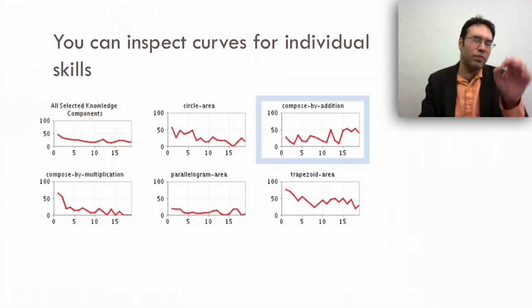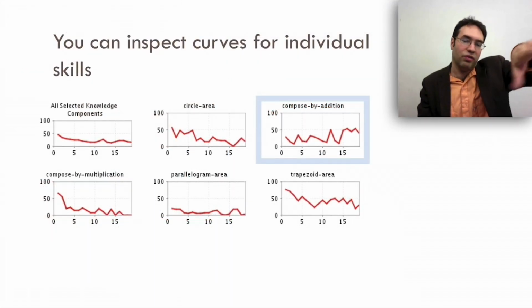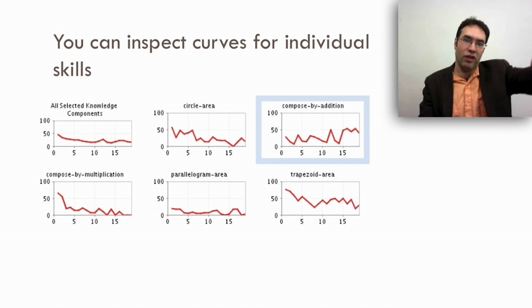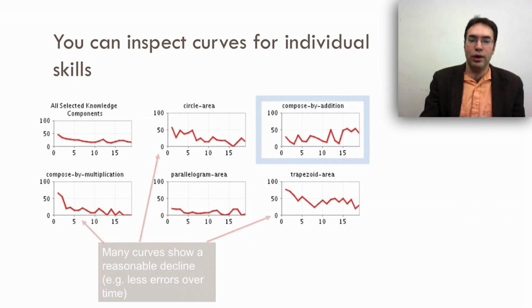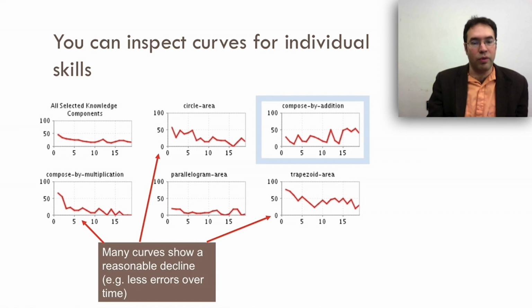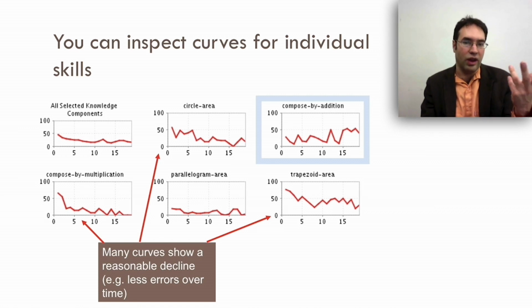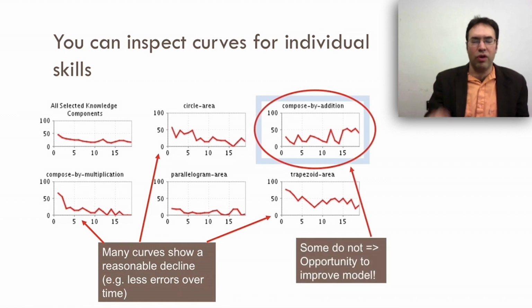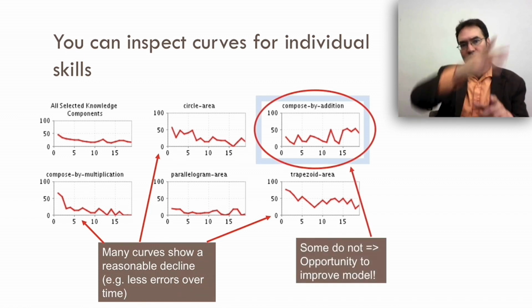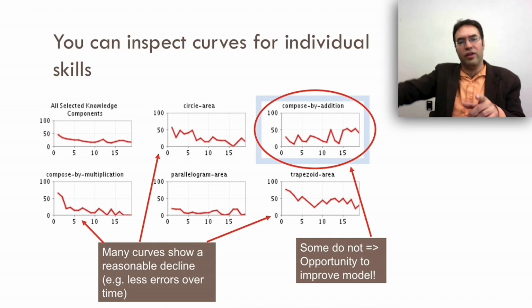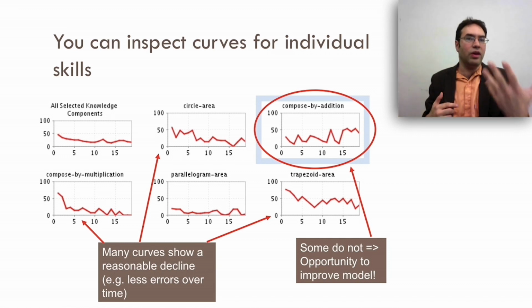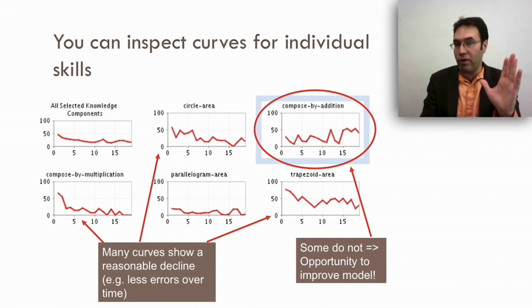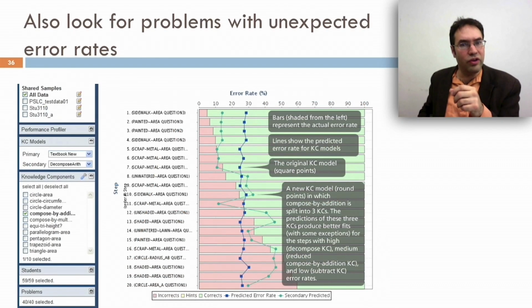You can actually inspect curves for individual skills. Again, this is pictures from the Data Shop. Thanks again to John for providing these. And you see that many curves show a reasonable decline, that is, less errors over time. There's a little spikiness. You're going to get that if you don't have much data. But some don't, and that's actually an opportunity to improve your model. If you have a skill that's not going like this, then either you're teaching it really badly or your model's messed up. Possibly both.